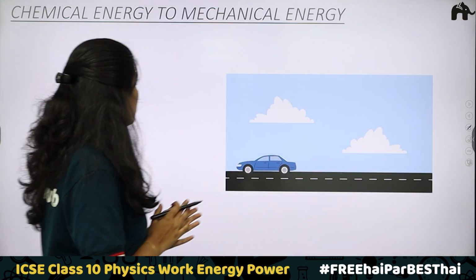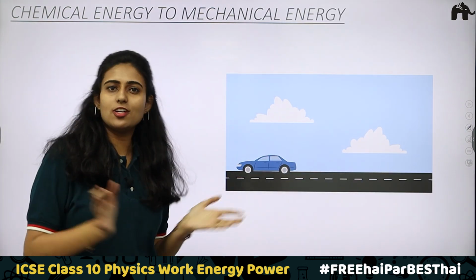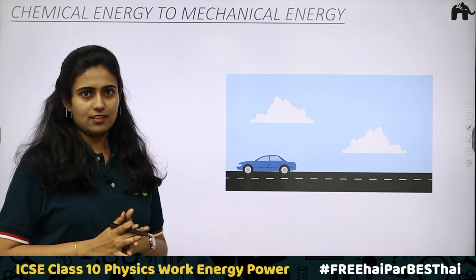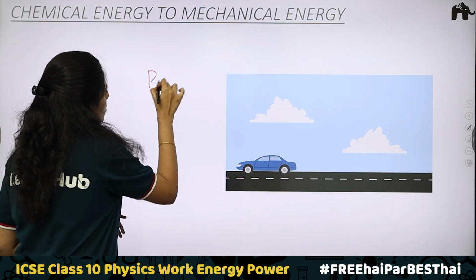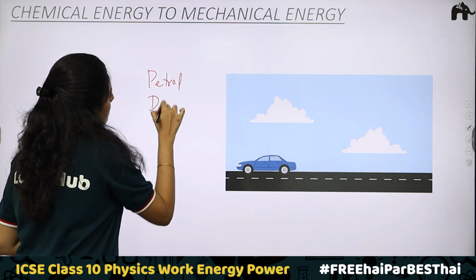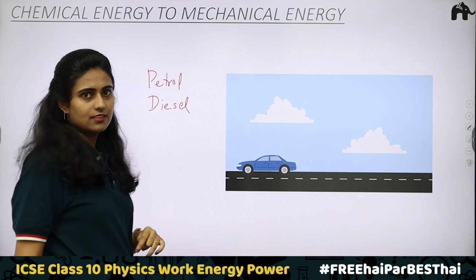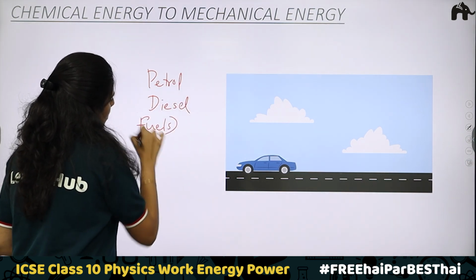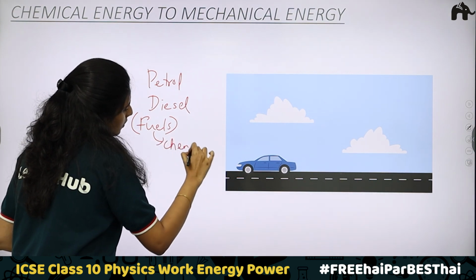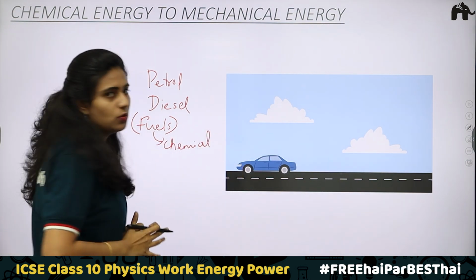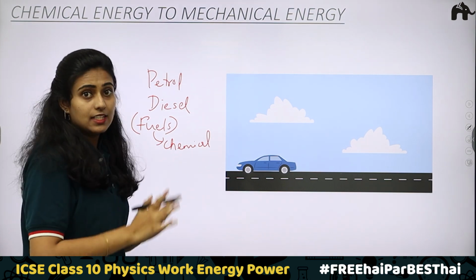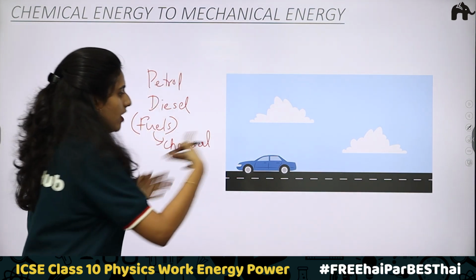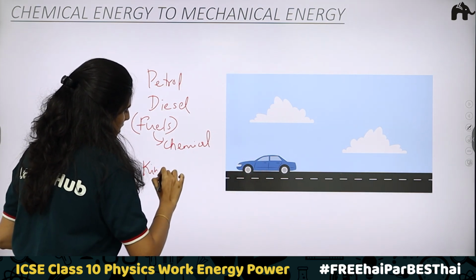Next is conversion of chemical energy to mechanical energy. We know what is mechanical energy. We know what is chemical energy. In case of a car, why do we fill petrol or diesel in vehicles? What is the reason? These are fuels, right? Fuels are chemicals. So when they move, due to these chemicals, there is conversion of chemical energy to mechanical energy. When in motion, there is kinetic energy.